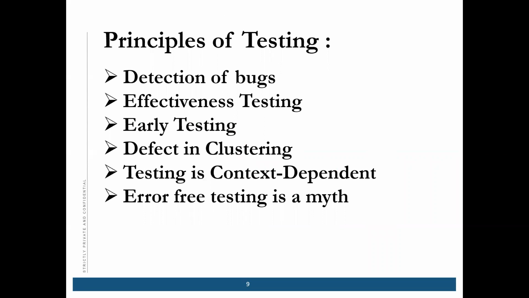Now we come to the principles of testing. This is a very important interview question. Sometimes it is also asked in objective tests, written before taking you into the interview. So these are the important 6 different principles of testing. It involves detection of bugs. So what is the principle of testing? Finding defects. Finding defects is the first principle of testing.